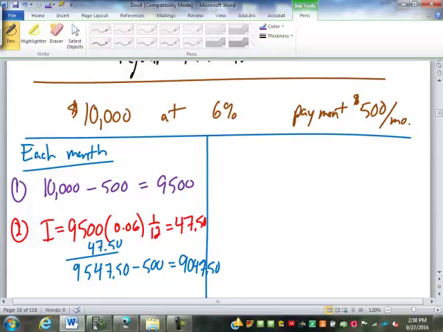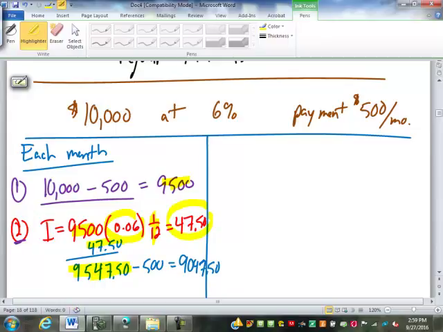Okay. Well, the first payment was made at the very beginning of the loan, no interest yet. So that's why you just took the $10,000 and subtracted the $500. Second payment was made at the beginning of the second month. So you had to figure in the interest for the first month before you made that second payment. The interest is the balance, which is $9,500, times the rate, 0.06, times 1/12, because it's 1 month, 1/12 of a year. So you got $47.50 in interest. So we added that on.